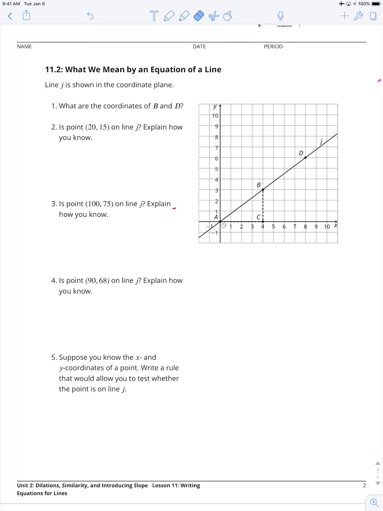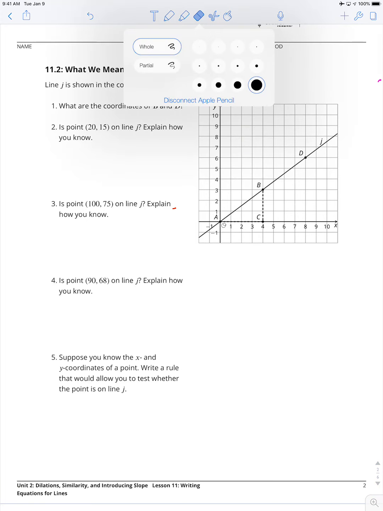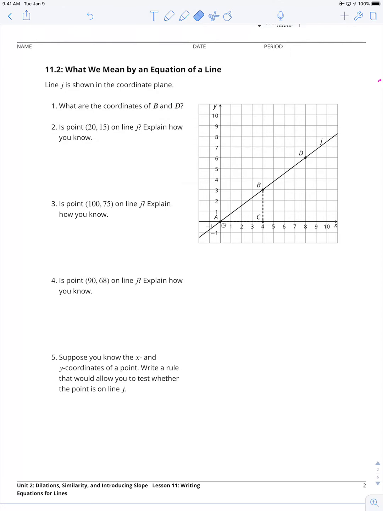So bear with me. I want you to actually start by pausing the video. Sounds kind of silly, right? But I want you to pause the video and actually try these questions before I go through them. And then I'll talk about some important details that are going to be needed to go into activity 11.3. So go ahead, pause, take a walk through the questions.